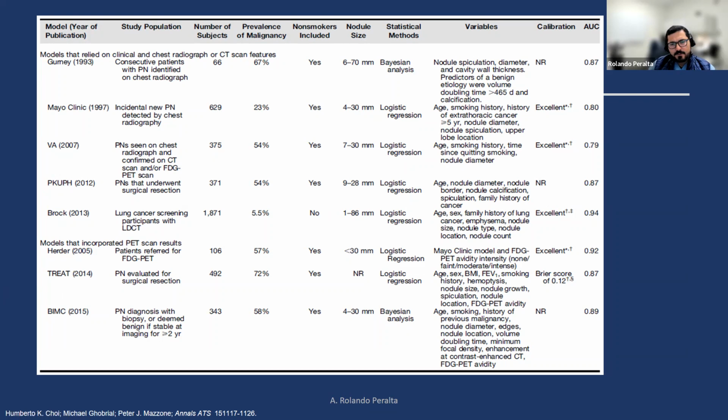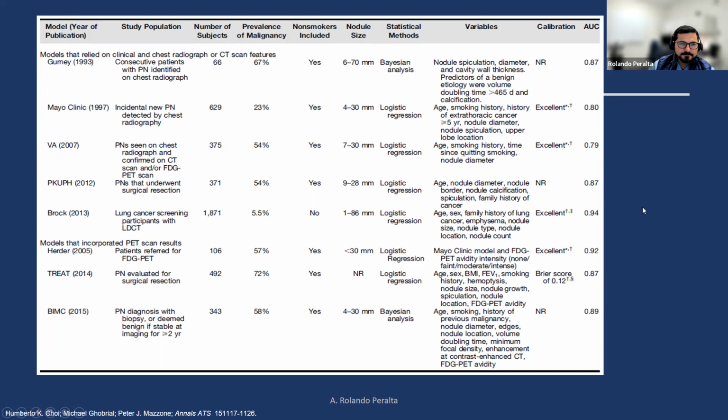Biggest difference, for instance, these models here, Gurney, Mayo, VA, Brock, and PK-UPH, are only imaging, okay, without functional studies. Whereas Herder, Treat, and BIMC incorporate a PET-CT. This means that if you have a PET-CT available, then you should probably not be using one of these. You should be using one of the ones that include a PET-CT. And then you also have to have a general idea of what the risks or the variables are that go into each one of them. Most of them include age, smoking history, location of the nodule, size, things like that. Okay.